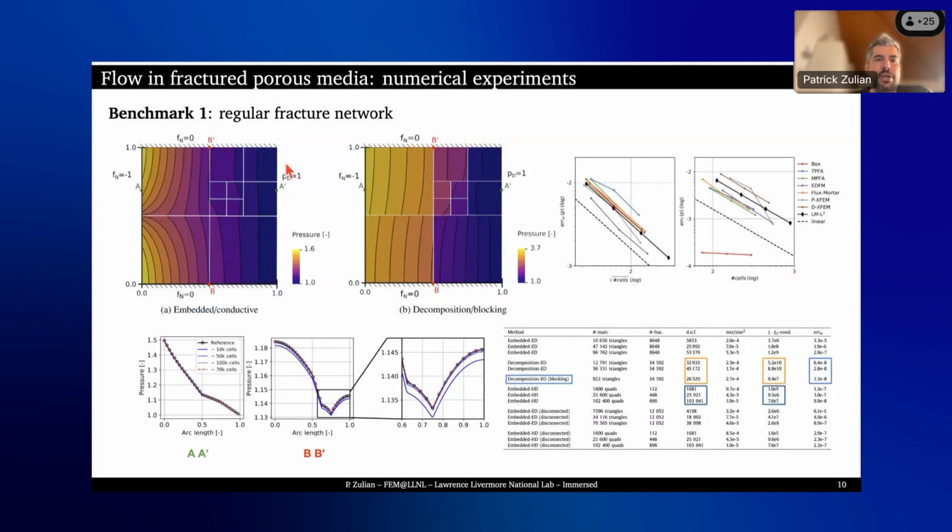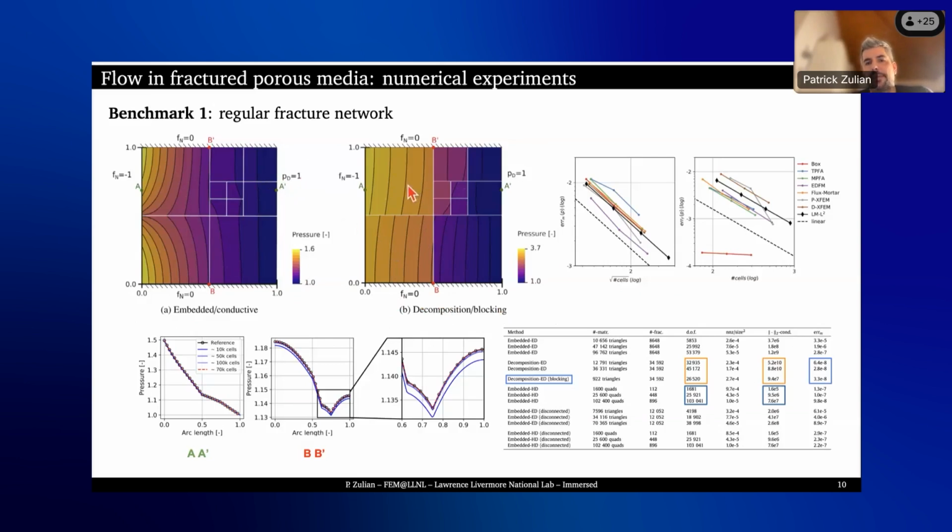fracture simulations. So we have a regular fracture network, and we have two benchmark cases. One is for conductive fractures, and the other is for blocking barriers. And typically with the immersed method, you cannot solve this. So these blocking fractures cannot be solved with the immersed method. In fact, we can only go for the conductive fractures.